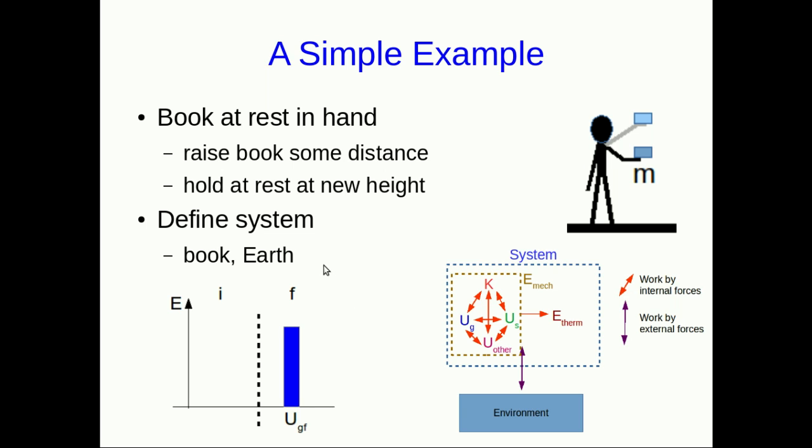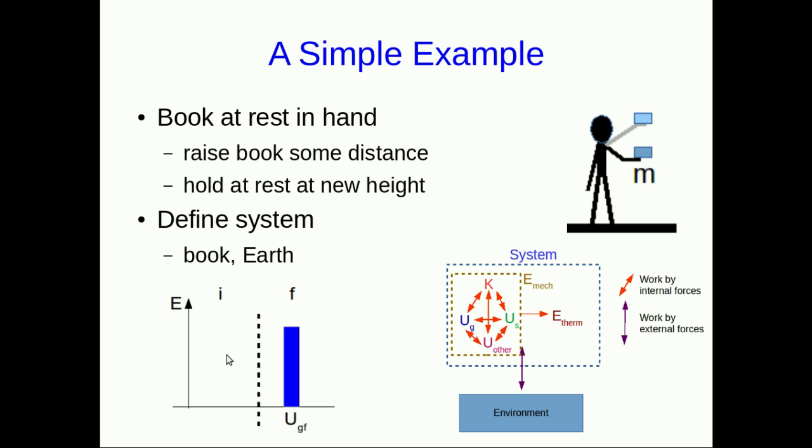So at the moment, we might think that the energy of the system isn't conserved. By this definition, the book starts at rest, so it has no kinetic energy. It ends at rest, so it has no kinetic energy at the end. And it goes up, so it gains gravitational potential energy. So the system's energy is not conserved. But we know overall energy has to be conserved.